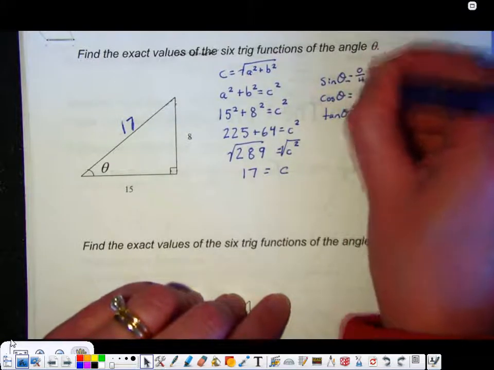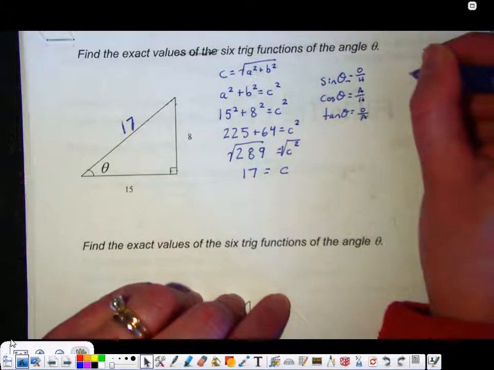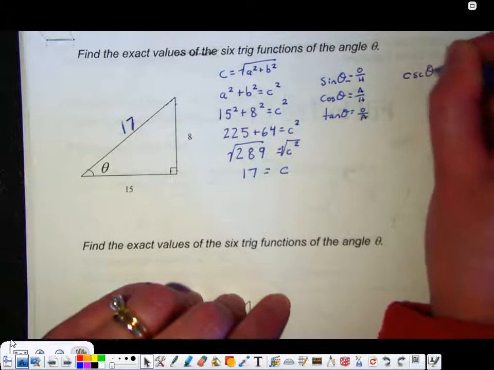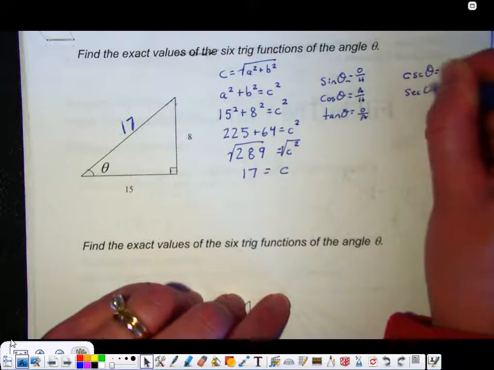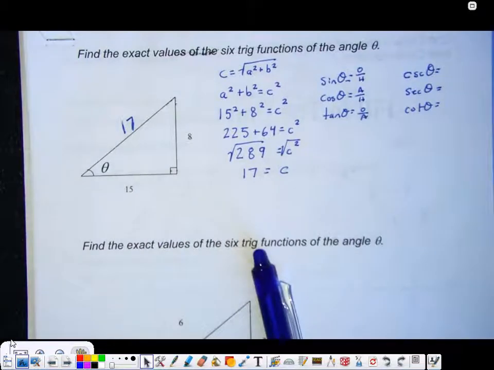Some old horse came a hopping through our alley. Okay, and then reciprocals: cosecant, secant, cotangent. And I'm going to wait and have some of the stars of my show come fill these in for me.